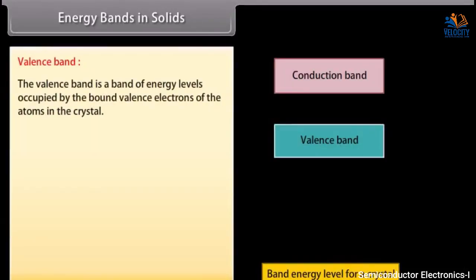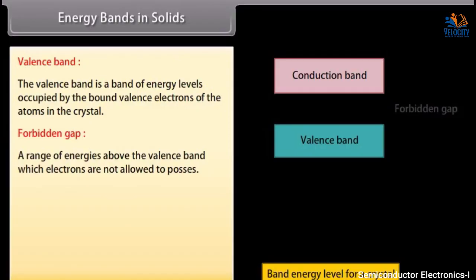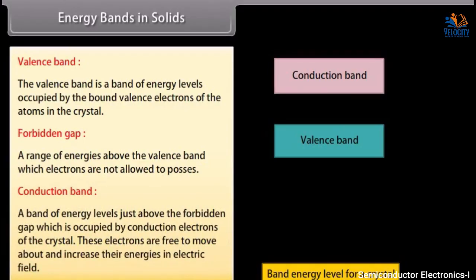Valence band. The valence band is a band of energy levels occupied by the bond valence electrons of the atoms in the crystal. Forbidden gap. A range of energies above the valence band which electrons are not allowed to possess. Conduction band. A band of energy levels just above the forbidden gap which is occupied by conduction electrons of the crystal. These electrons are free to move about and increase their energies in an electric field.